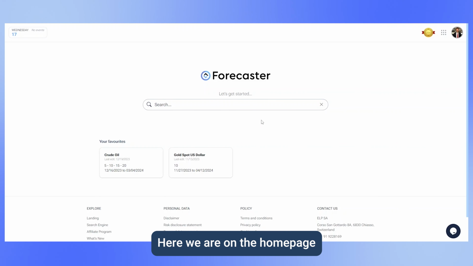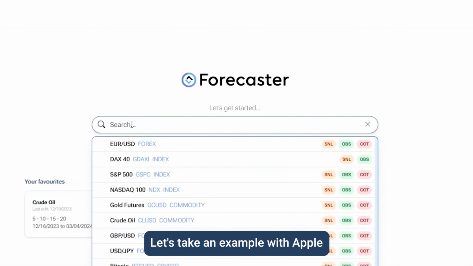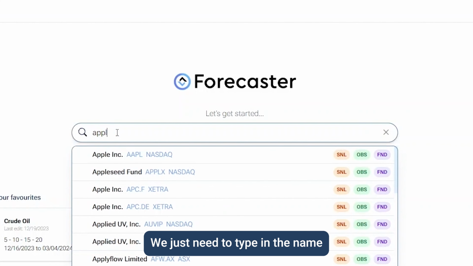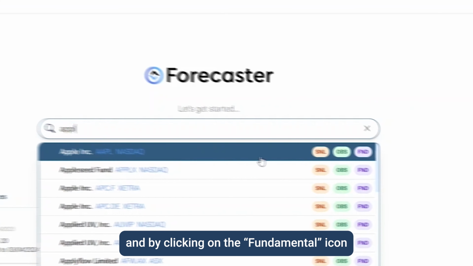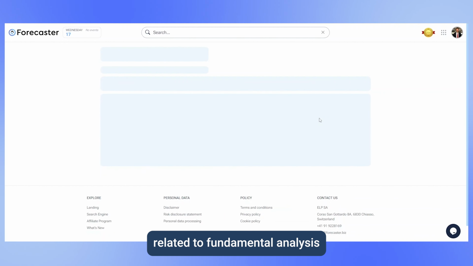Here we are on the home page of the Forecaster software, where very simply we can choose any financial instrument. Let's take an example with Apple. We just need to type in the name, and by clicking on the fundamental icon, we go directly to the page related to fundamental analysis.